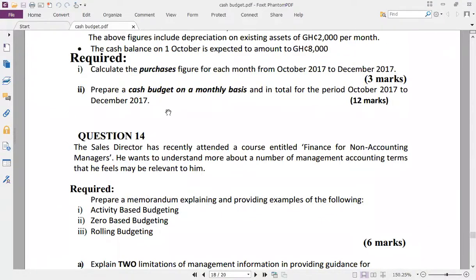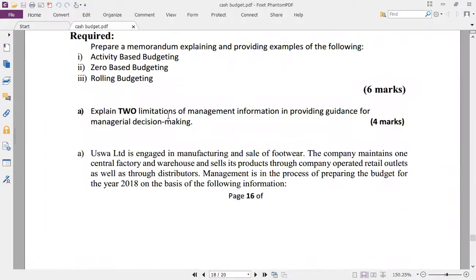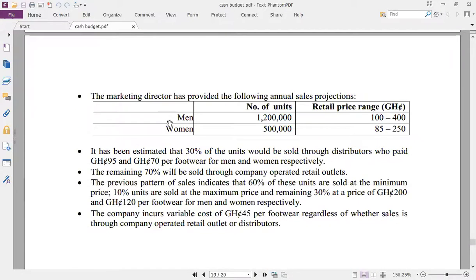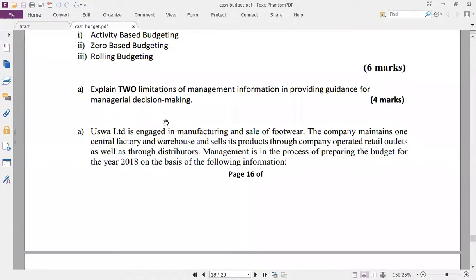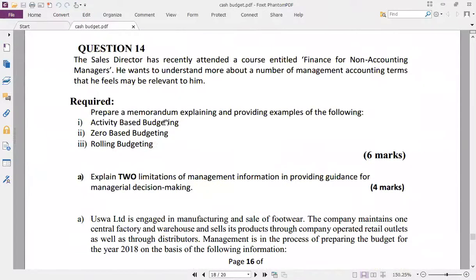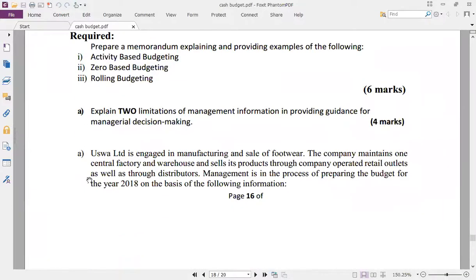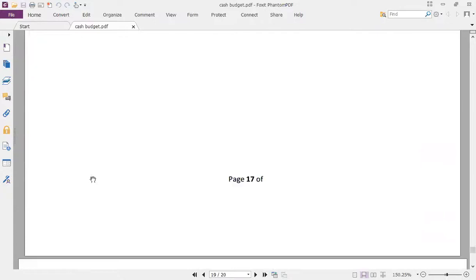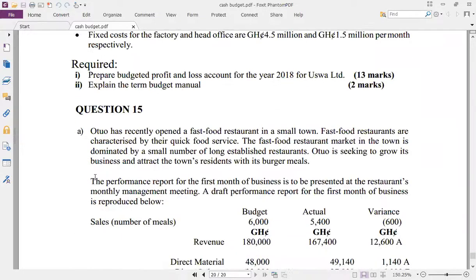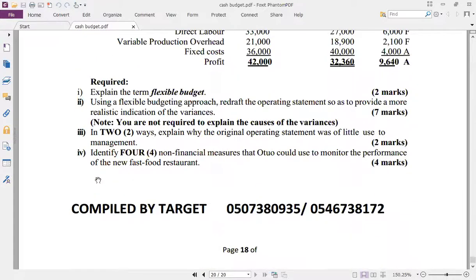Question 14, theory, you go through that for me. Question 14, chapter 2, this is a B. The B is in there. Questions.